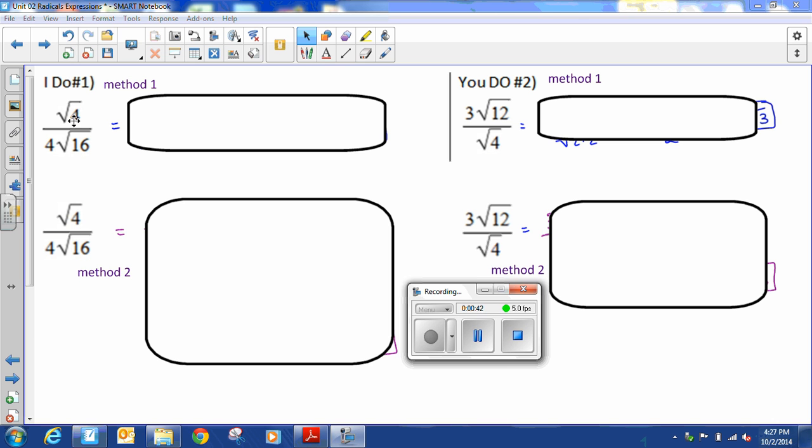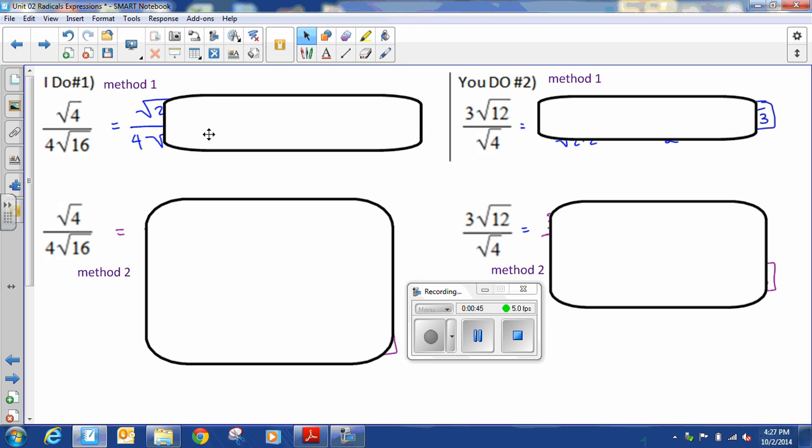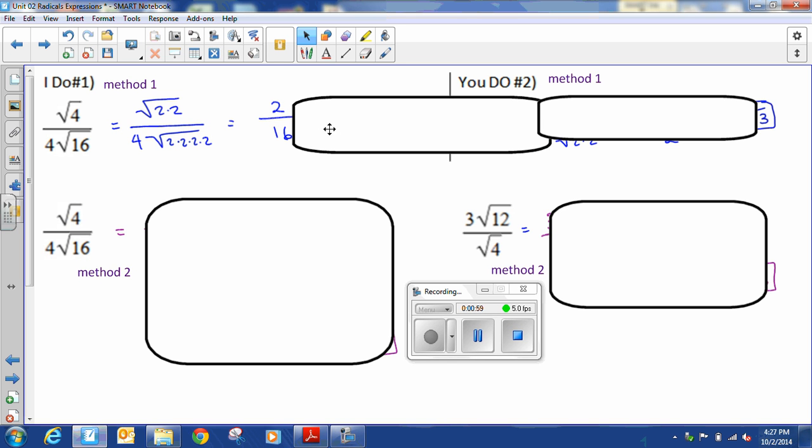Example 1, radical 4 divided by 4 radical 16. Just like you're used to, we're going to expand out into prime factors each of the radicands. So we have radical 2 times 2, which becomes 2, over radical 2 times 2 times 2 times 2, and 2 of the 2's can come out, giving us 4 times 4 is 16. You can also say to yourself, the square root of 4 is 2, the square root of 16 is 4, times the existing 4 to get 16. That reduces down to 1/8.